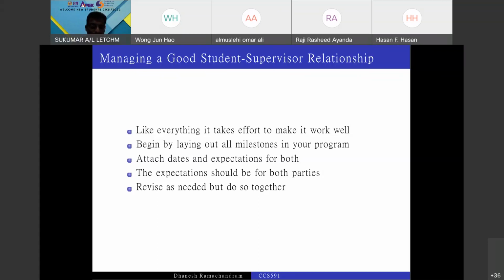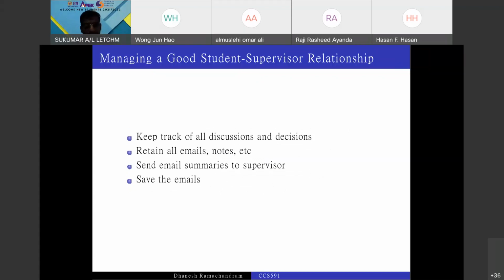Okay. Revise as needed, but do so together. Normally we ask you to do revisions with your supervisor. Send him a copy before you meet him. Okay, maybe you want to meet next Friday. So on Monday, make sure he already gets everything. At least he has time to go through it before your meeting. Okay. Keep track of all the discussions and decisions, very important.